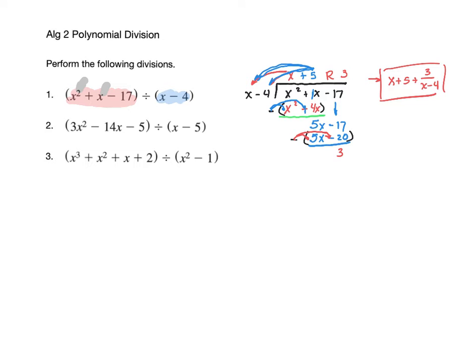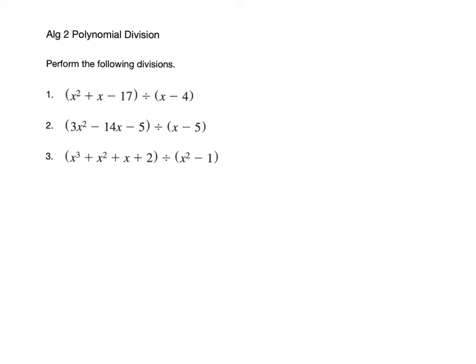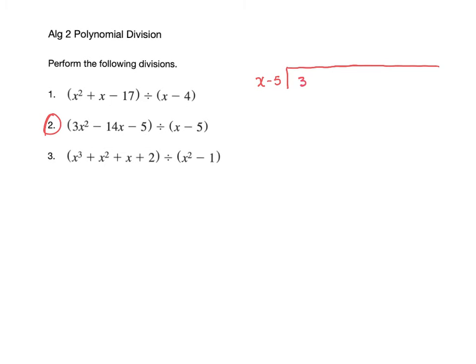This is just doing long division. I showed you a long division in the first video. Hopefully doing more practice problems with polynomial long division will help you out. So here is problem number 2. Here comes the setup. I've got x minus 5, and I want to divide that into 3x squared minus 14x minus 5. The process is, again, relatively simple.